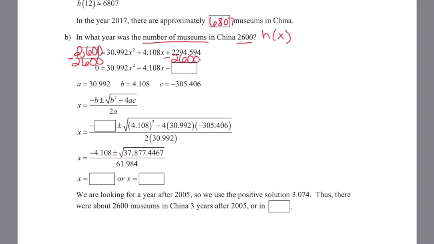When I subtract 2,600, I have 0 equal to 30.992x squared plus 4.108x minus 305.406. I now can identify my a, my b, and my c so that we can plug them into our formula. The opposite of b gives us negative 4.108 plus or minus the square root of b squared minus 4 times our a value times our c value, all over 2 times our a value.